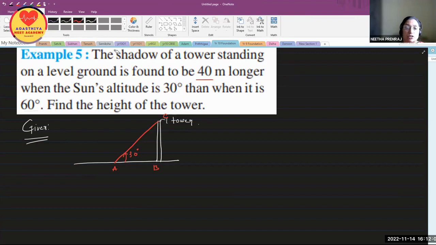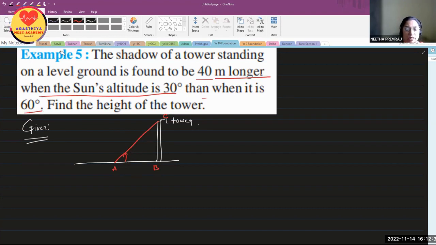Let me check. The shadow of a tower standing on a level ground is 40 meter longer. 40 meter longer. Where is the cursor? Yeah, 40 meter longer when the sun's altitude is, than when it is 60 degrees. So this is also wrong.